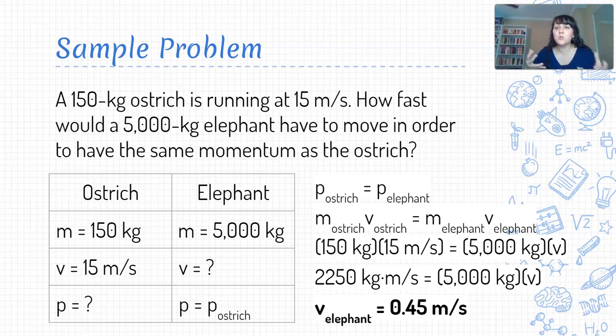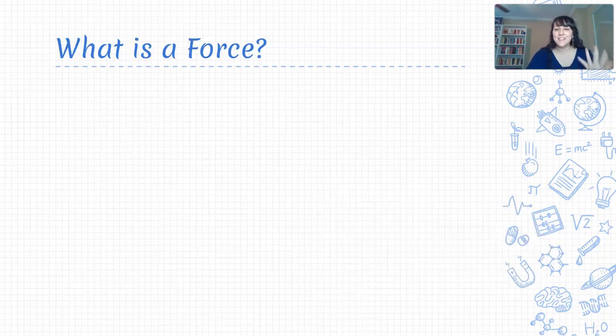So we're seeing two different things that are playing into momentum there for both of these to have the same momentum. The elephant has a big mass but a small velocity. The ostrich has a smaller mass but a bigger velocity, and ultimately those come together to multiply to the same momentum for each other. All right. So that's the idea behind momentum.